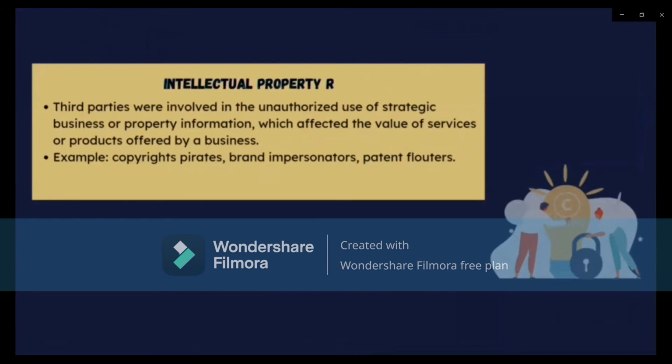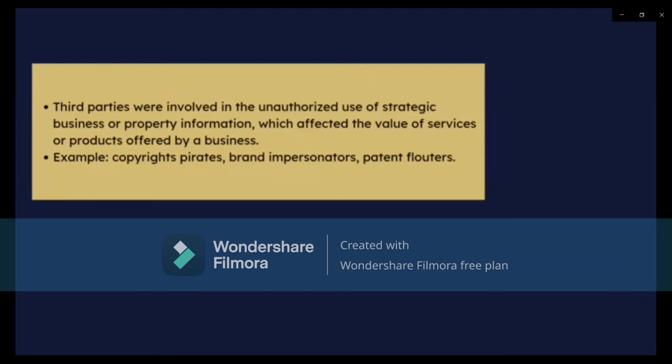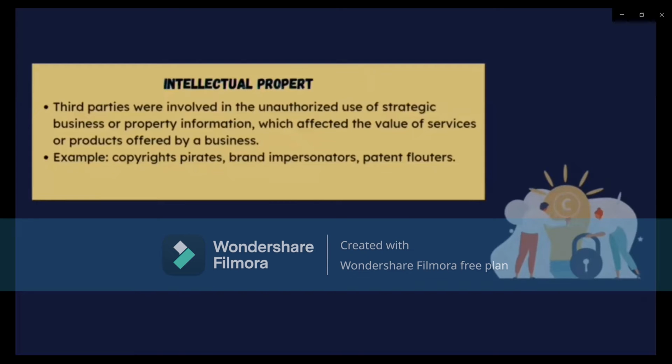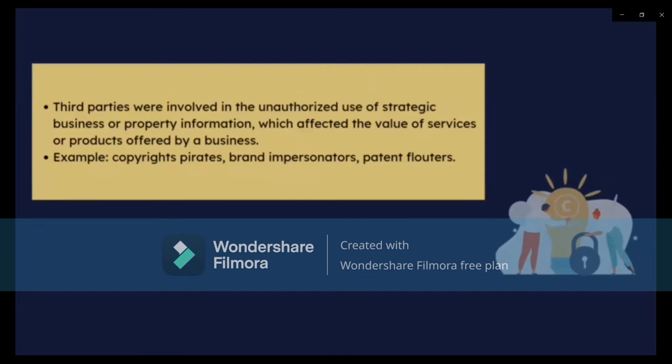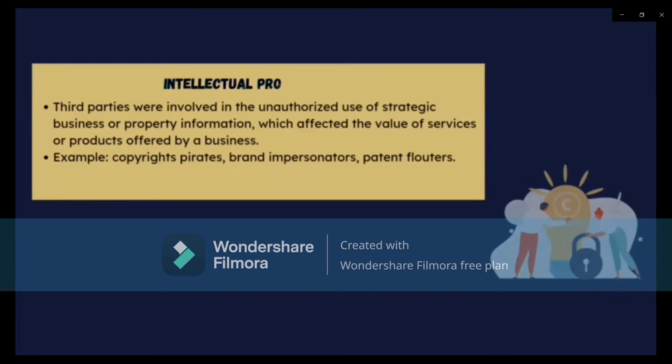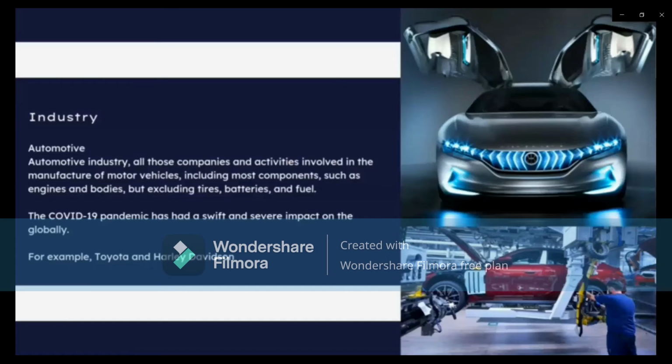Lastly, intellectual property risk, where third parties are involved in the unauthorized use of strategic business or property information, which affects the value of services or products offered by a business. Example: copyright pirates, brand impersonators, patent flouters.